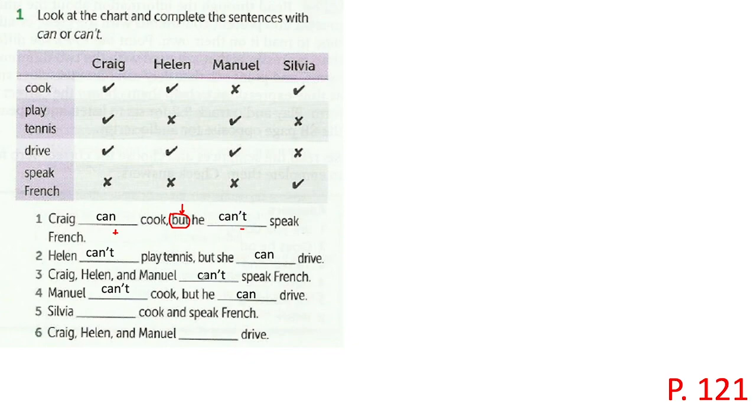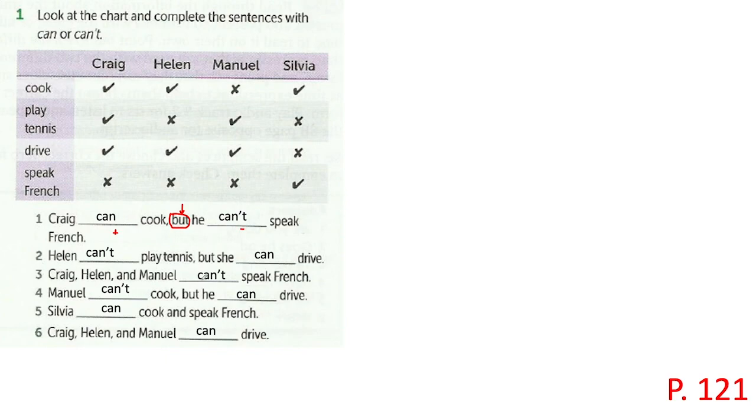And finally, Sylvia cook and speak French. Can she cook and speak French? Yes, she can. Sylvia can cook and speak French. Good job. And the last one, Craig, Helen, and Manuel can drive.